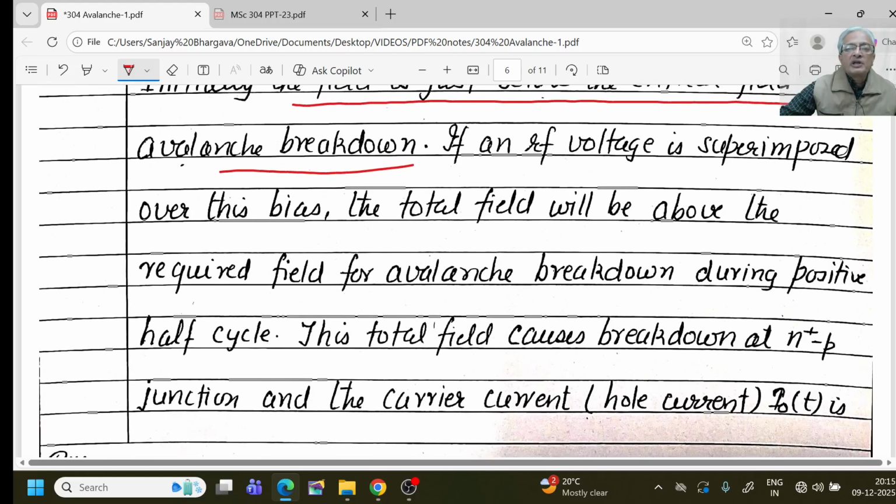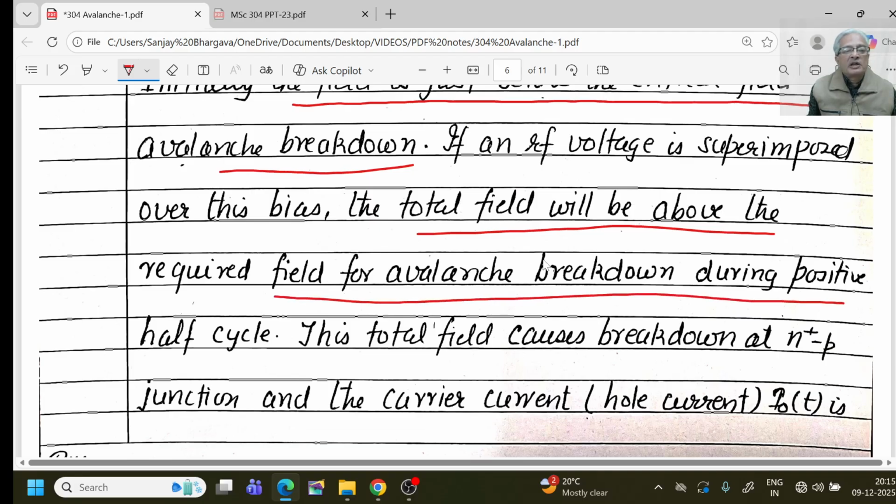If an RF voltage is superimposed on this bias, the total field will be above the required field for avalanche breakdown during positive half cycle. तो पॉजिटिव हाफ साइकिल में जब हम RF वोल्टेज लगाते हैं तो क्या होता है, वो DC बायस जो हमने जस्ट ब्रेकडाउन वोल्टेज के नीचे रख रखा था इसके साथ ऐड होकर एकदम से avalanche breakdown की जो वोल्टेज रिक्वायर्ड है उससे ऊपर चला जाता है.